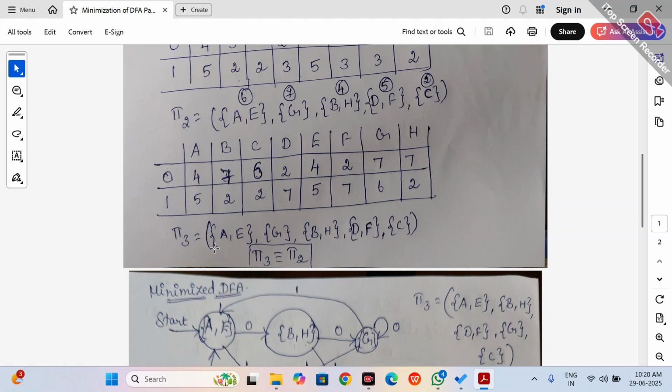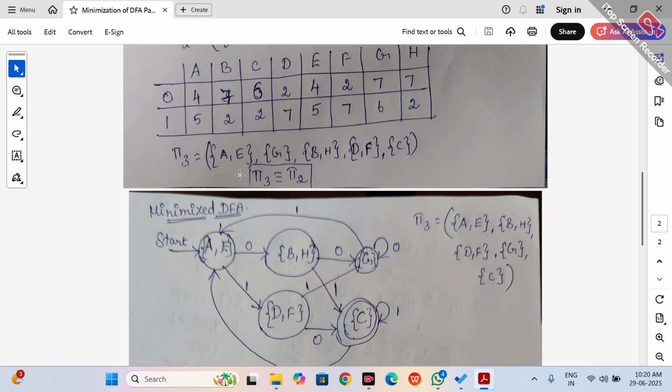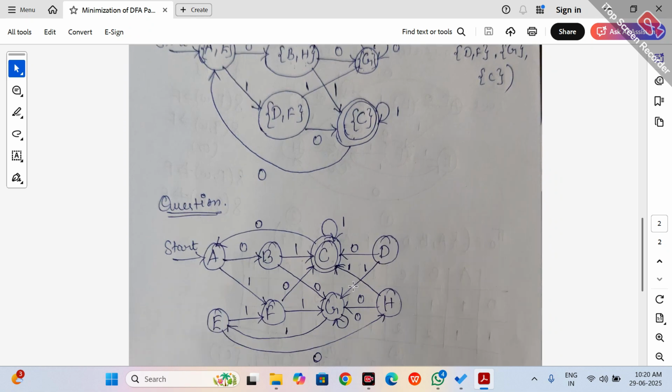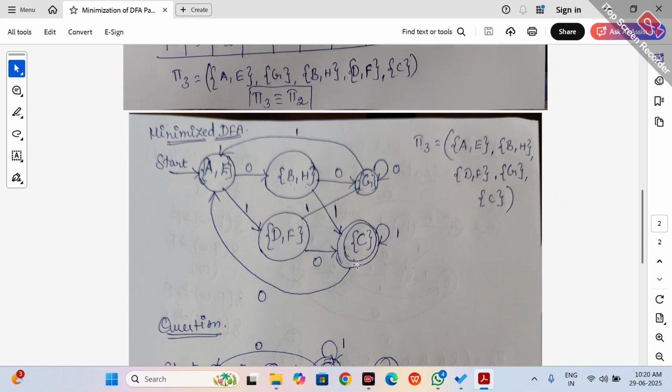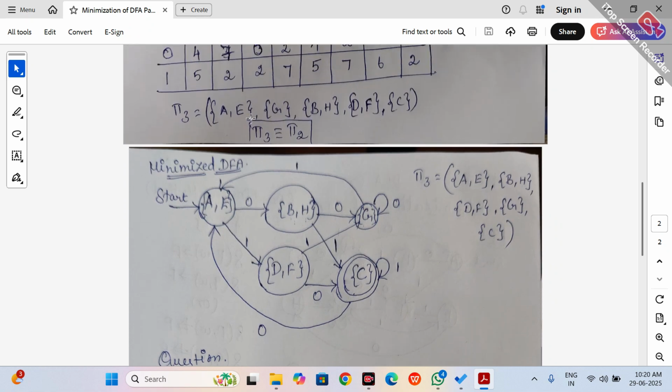Now we consider AE as a single state, G as one state, BH as a single state, DF as one state, and C is one more state. Here in the given question, there are 8 states. After minimization by using the partitioning method, it is converted into 5 states here: AE, BH, DF, G and C.